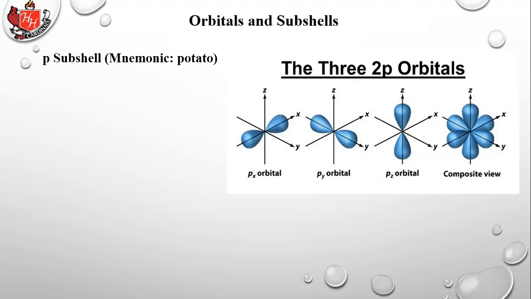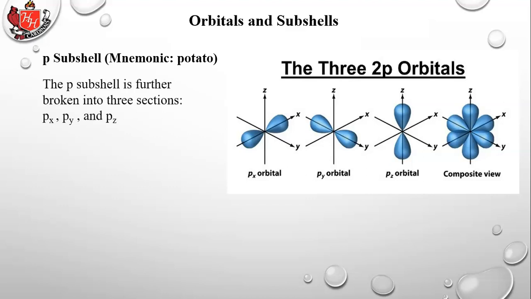The p orbitals, the p subshells I should say. The mnemonic is potato because they're shaped kind of like potatoes. Some people say they're shaped like balloons or bowling pins or something like that. But we're going to say potatoes because it starts with P, and this is called the P subshell.